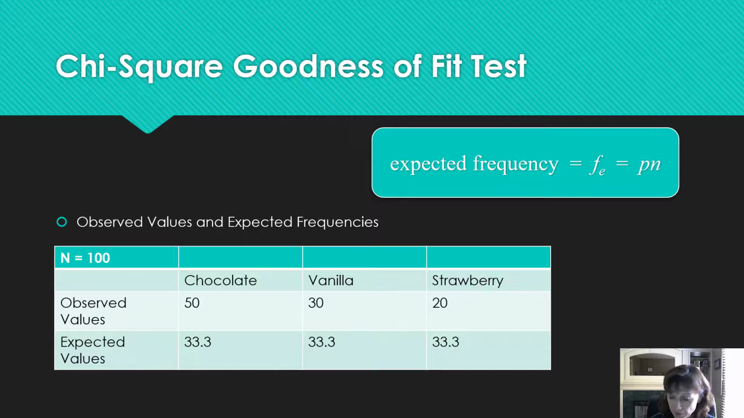So what we can do next after we've set this up: in order to do the hand calculations, you have to know what the observed values are and what the expected values are, okay?